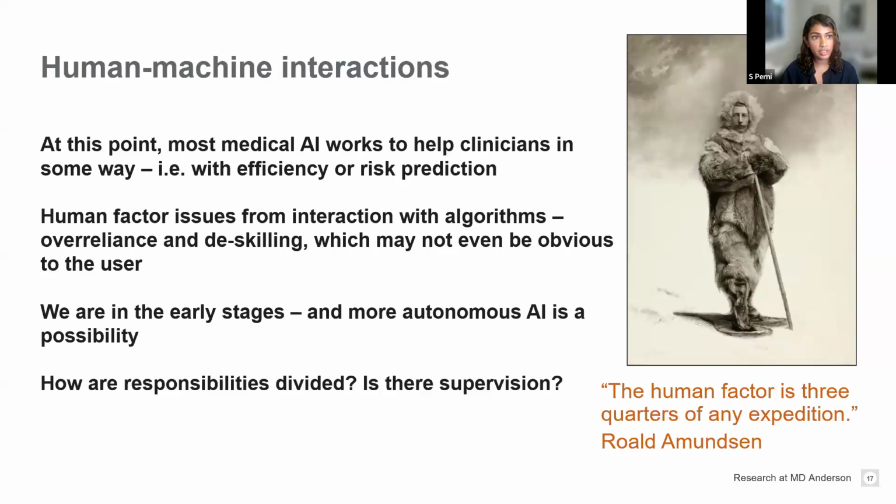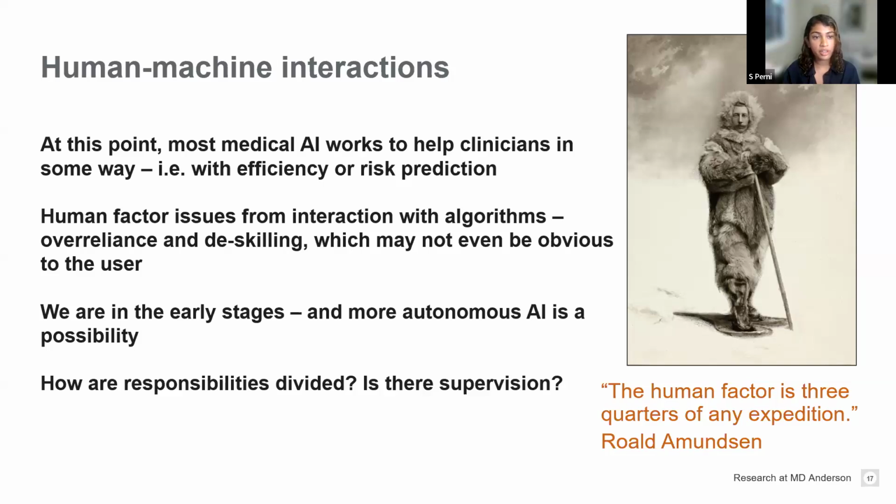The next thing I would mention is human-machine interaction. So this is Roald Amundsen. He's actually a polar explorer. And back then, the tech innovations of the time were the newest sled, or I guess the furs that he was covered in. But regardless of what the innovations were, he wrote, the human factor is three-quarters of any expedition. And I think that's really true. We have to really think about what the human and machine interactions are. It's so important to understand the human factors portions of this integration into clinical and research use.